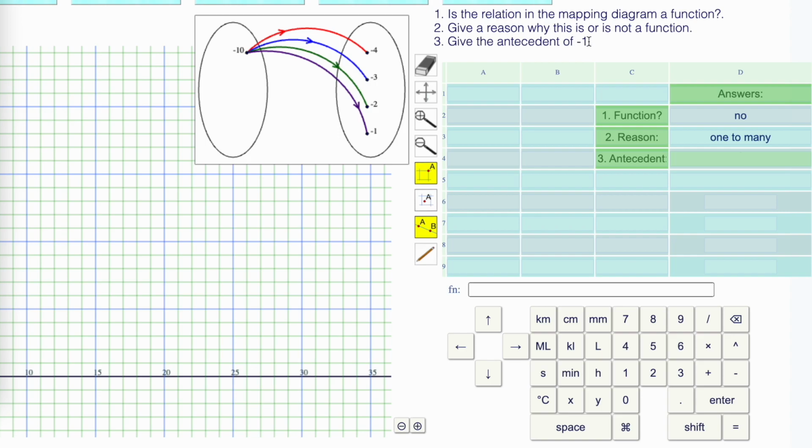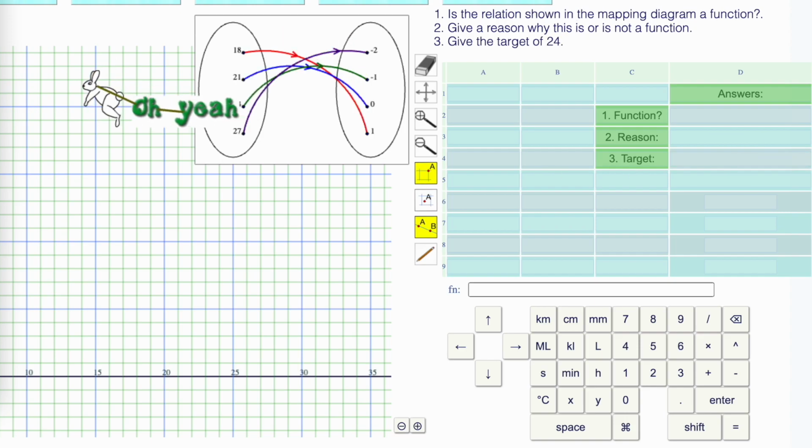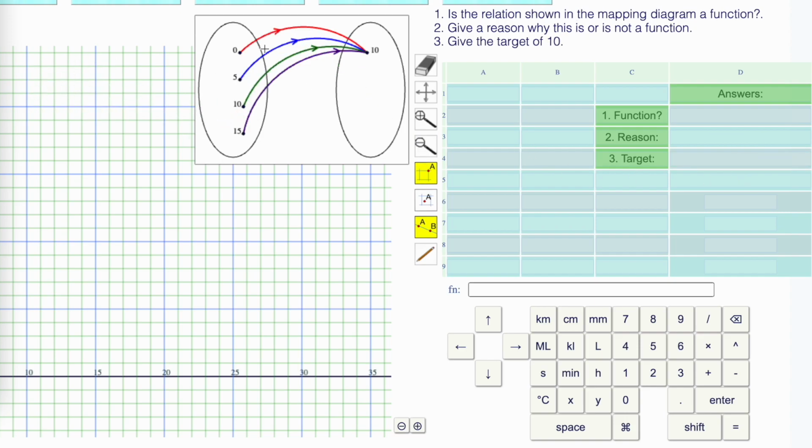The antecedent of negative 1. What comes before negative 1? Well, we'll follow the arrow back. It's negative 10. Is this a function? This is many to 1. You put many things in, one thing comes out. That is a function. Yes, it is many to 1.